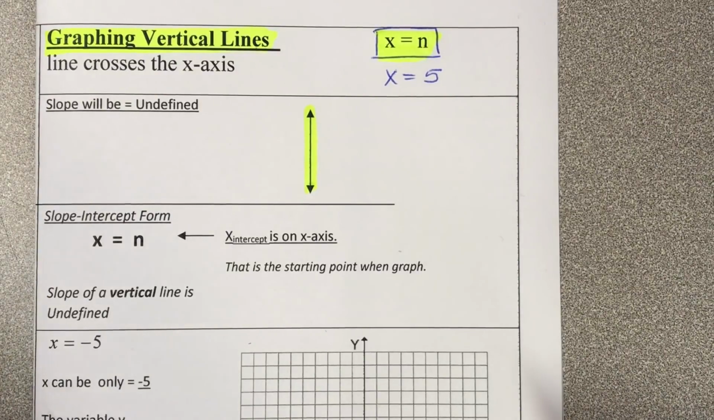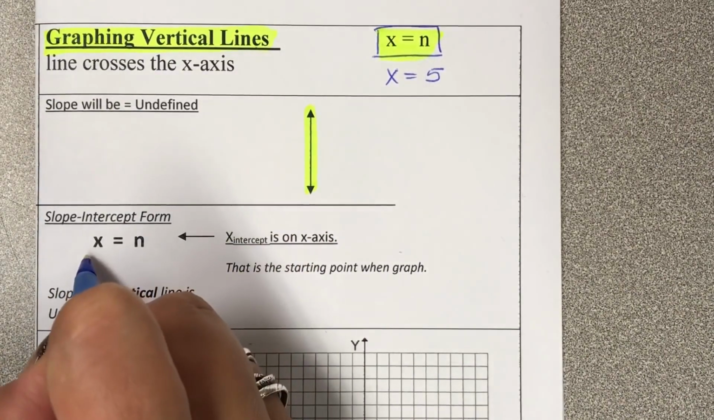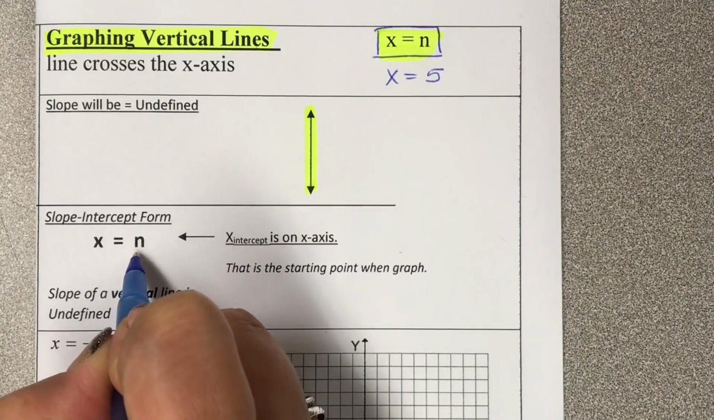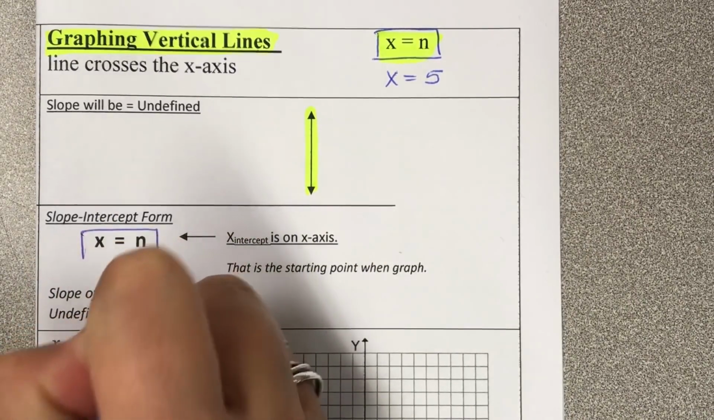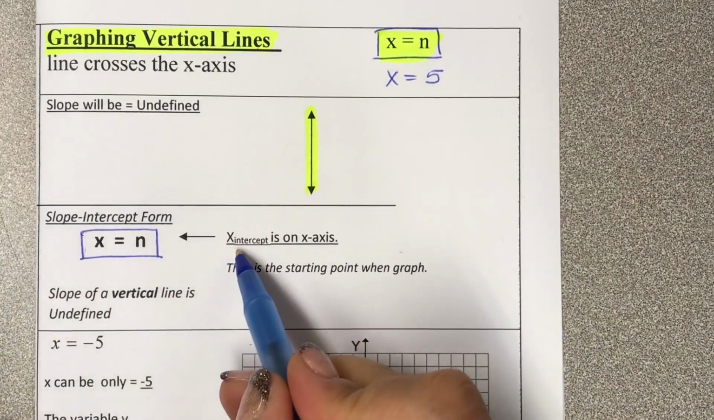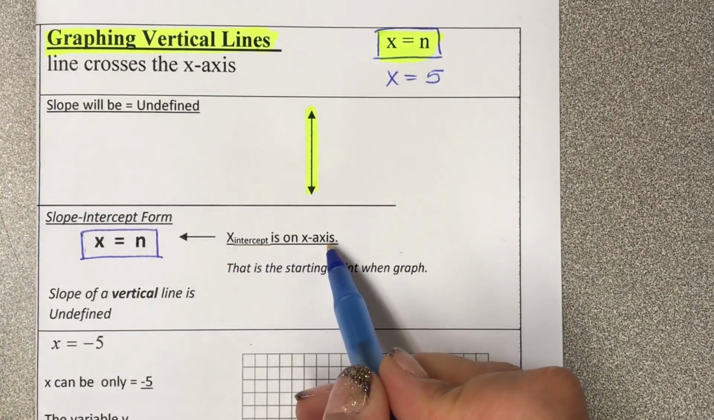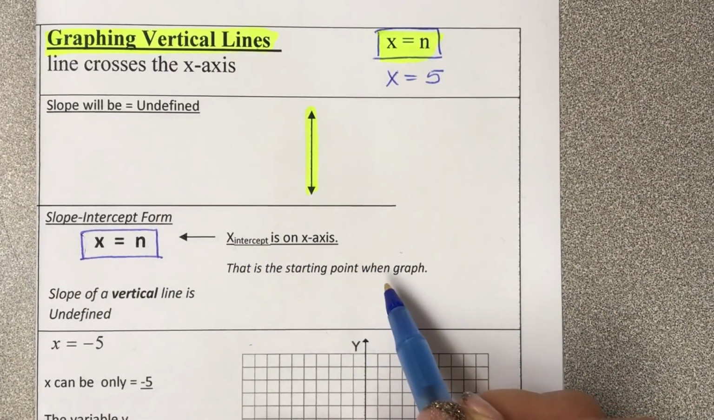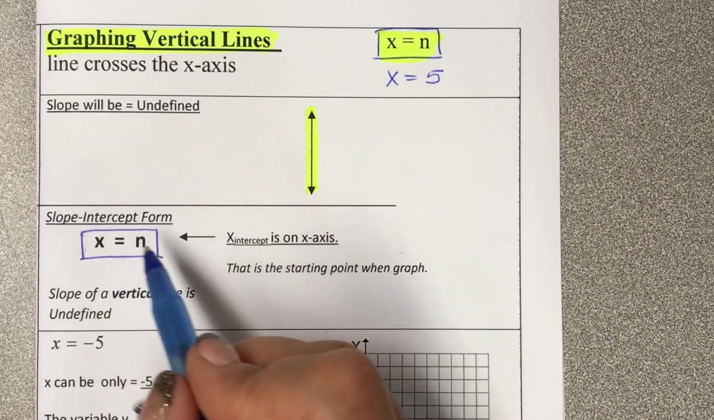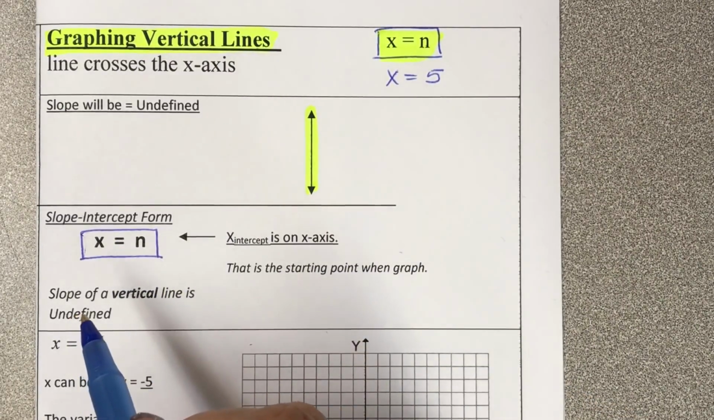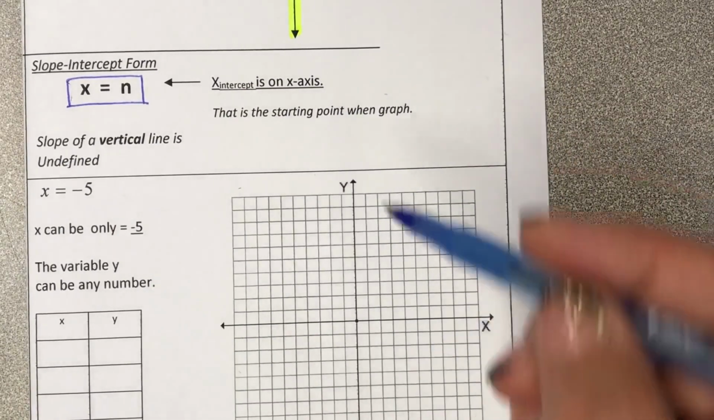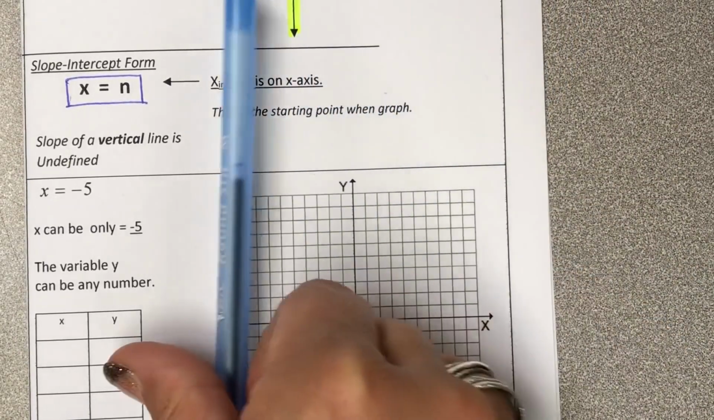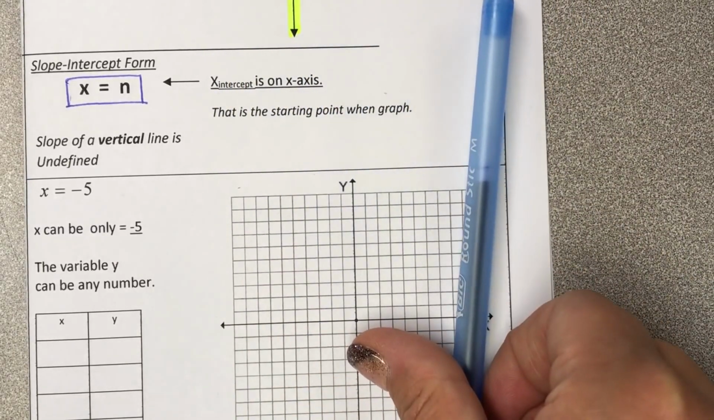Let's see what the equation would look like. The equation will start with x, and it will be a number. So x can be any number: fraction, decimal, whole number, positive, negative. That will be called the x-intercept, and it will be a point on the x-axis. That is the starting point on the graph. The slope of a vertical line is undefined, so the line will be a vertical line crossing the x-axis.